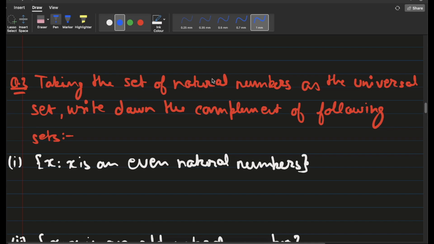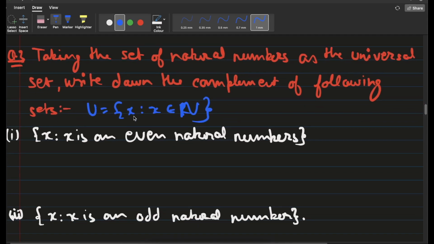Taking the set of natural numbers as the universal set. Okay, our universal set is like this, X such that X belongs to natural numbers. Write down the complement of the following sets. Okay, this is our set. We have to complement it. Suppose we give it our name A. So we have to find U minus A. Remove all the elements of A from our universal set.